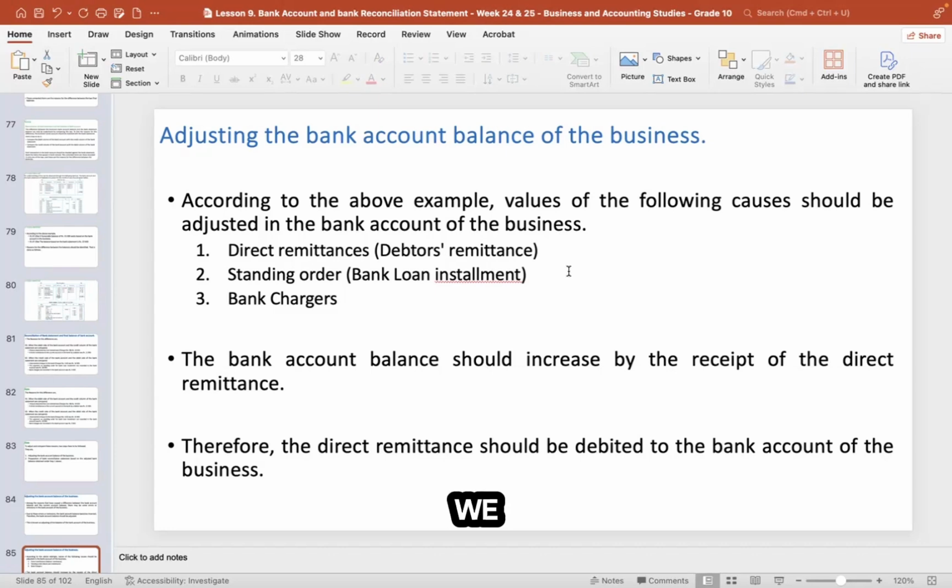Now, once we receive a direct remittance into the bank account, the balance of the bank account of the business should go up. Therefore, we have to debit the bank account.